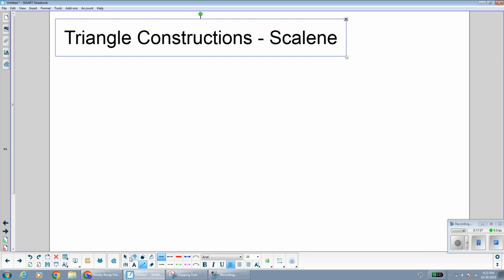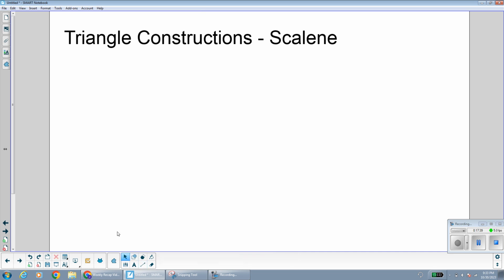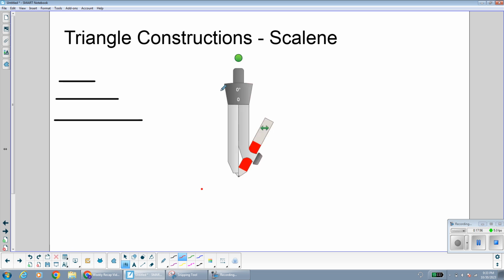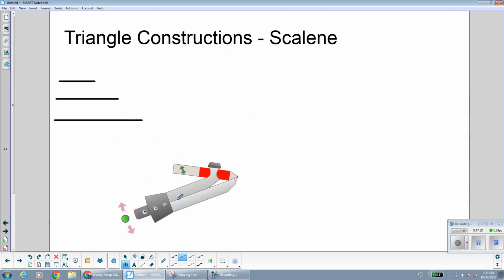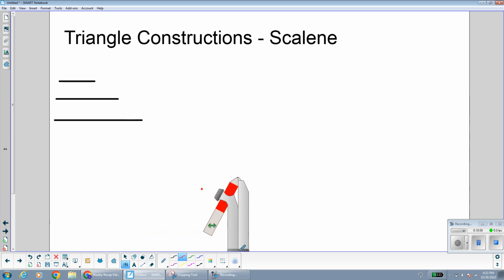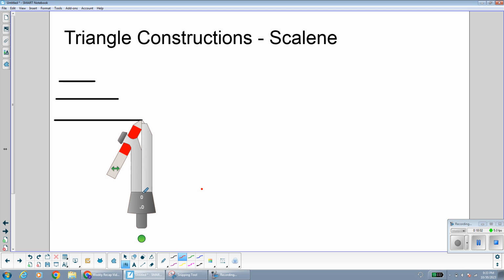Finally, we're going to do a scalene triangle, and it is pretty much the same thing. So I'm going to start with 3 different length line segments. And just like before, I'm going to mark my starting point. First, I'm going to copy the longest line segment because I want that to be the base of my triangle.